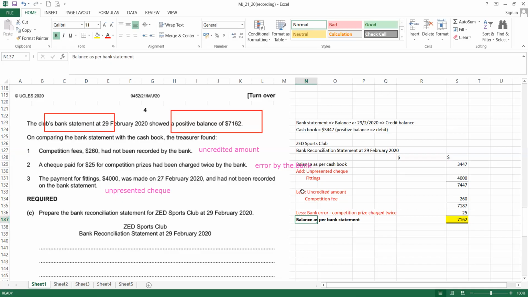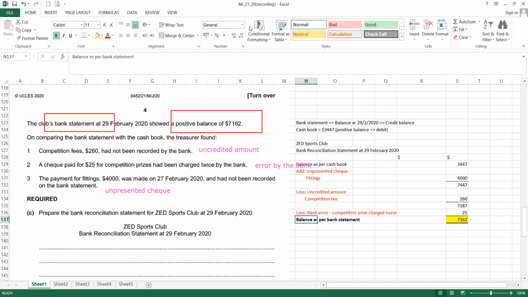Next is the uncredited amount. Uncredited amount means that our bank statement has not put in the money yet. That means the banker assumes this money is not received yet. So when the money is not received from the banker's point of view, we should less it in order to get back the bank statement amount. So that's why this is like a formula. When you start with the cash book, add unpresented check, less uncredited amount. For the bank error, it can be add or minus depending on the question.